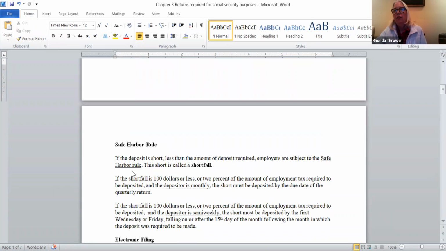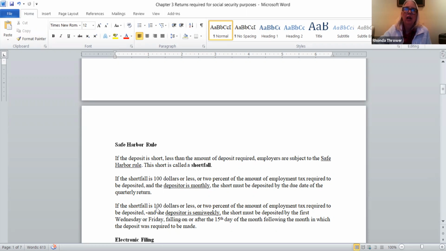There is what we call a safe harbor rule that comes into play if the amount of your deposit is short. So if you make a mistake on the deposit and the short, or the amount of the mistake, is less than the amount of the deposit required, then we can use what is called the safe harbor rule. The short is what they call a shortfall. So if you make a mistake on the deposit, you've shorted the deposit. In other words, you have not deposited the correct amount.